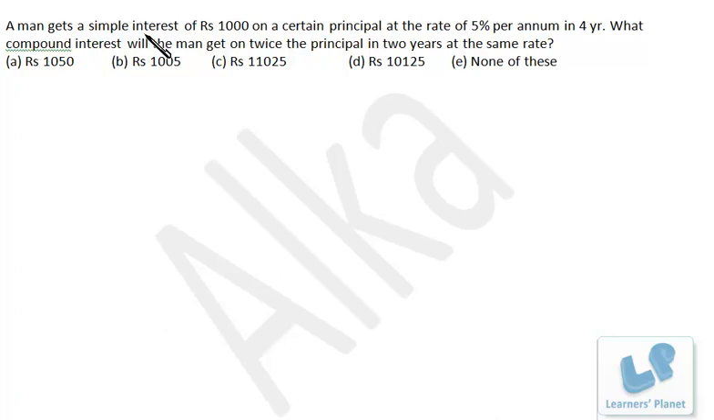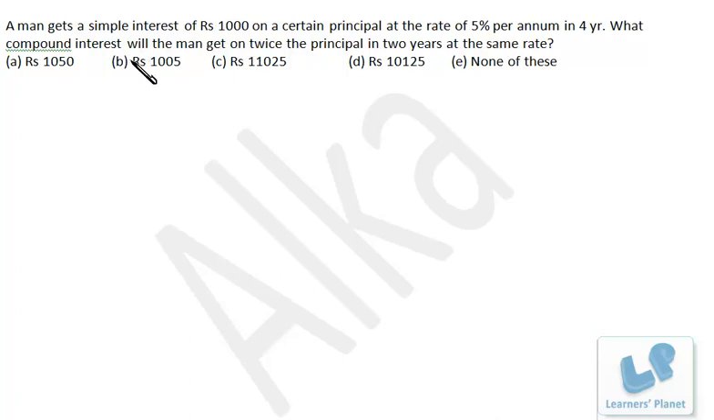Now, a man gets a simple interest of rupees 1,000 on a certain principal at the rate of 5% per annum in 4 years. What compound interest will the man get on twice the principal in 2 years at the same rate? 1,000 simple interest remains same for every year. That means he is getting 250 rupees per annum as a simple interest, and that is actually 5% of some figure. So 5% of actually 5,000 will be 250 rupees. Yes, that means the principal is 5,000.